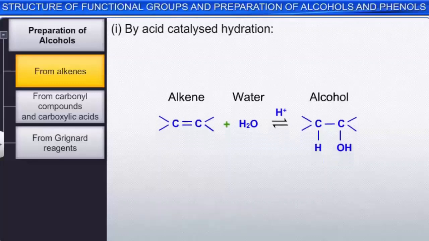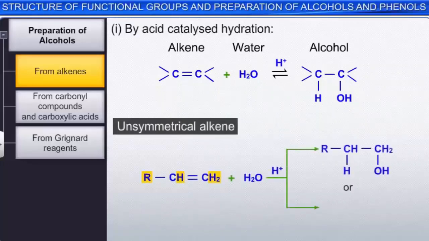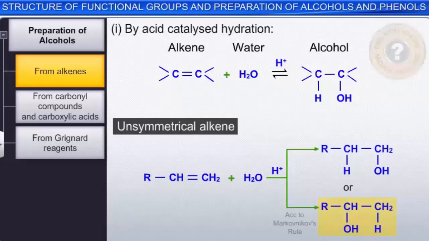If the alkene is unsymmetrical, meaning that different groups are attached to the carbons of the double bond, then two possible alcohol products could form. How do we determine which alcohol will be the major product of the reaction? Markovnikov's rule allows us to predict the regioselectivity. The hydrogen will add to the carbon with more hydrogen atoms bonded to it. The hydroxyl group adds to the carbon with fewer hydrogen atoms bonded to it.